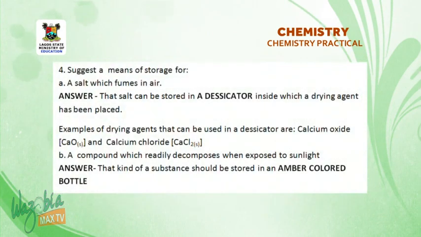The next question. Suggest a means of storage for A, a salt which fumes in air. That salt can be stored in a desiccator inside which a drying agent has been placed. Examples of drying agent that can be used in a desiccator are calcium oxide and calcium chloride. B. A compound which readily decomposes when exposed to light. That kind of a substance should be stored in an amber colored bottle.